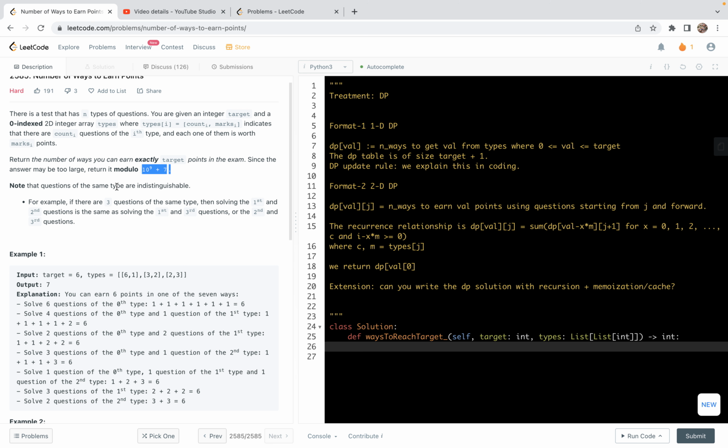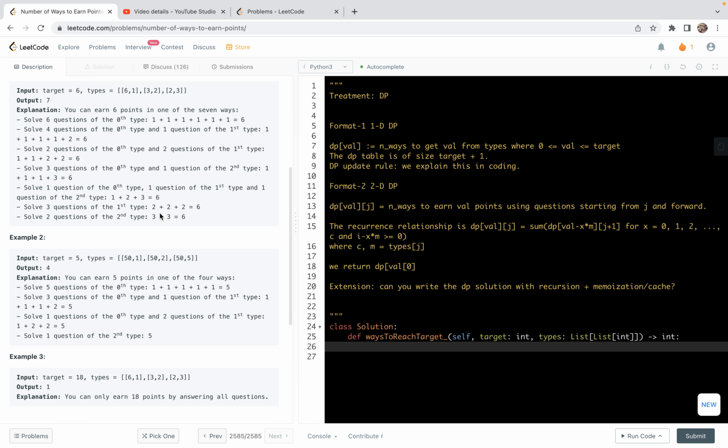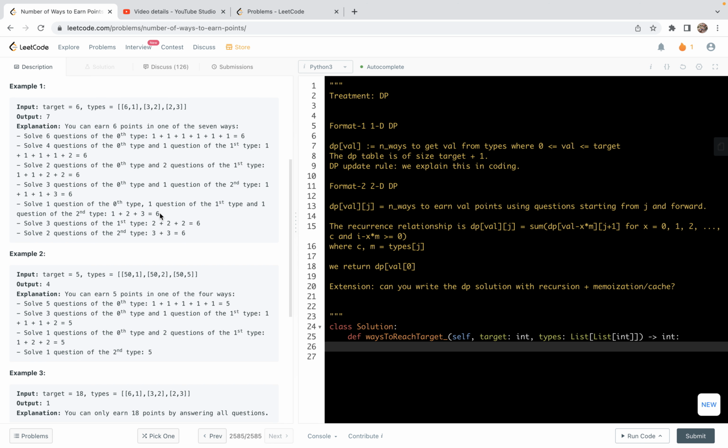So this form indicates that there are count_i questions of type i, and each one of them is worth marks_i points. So we are required to return the number of ways we can earn exactly target points in the exam. Since the answer might be too large, we return the result modulo this big constant. There's an important note which says that the same type questions are indistinguishable. So in other words, we need to avoid repetition when we do the coding.